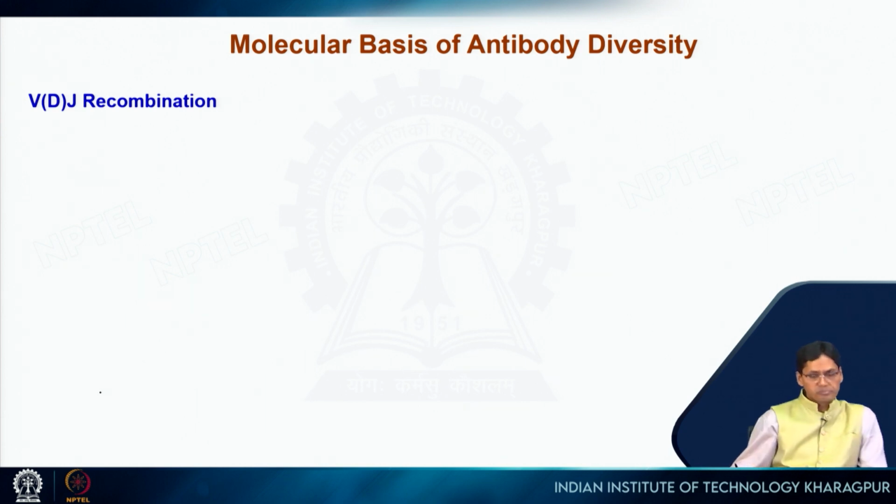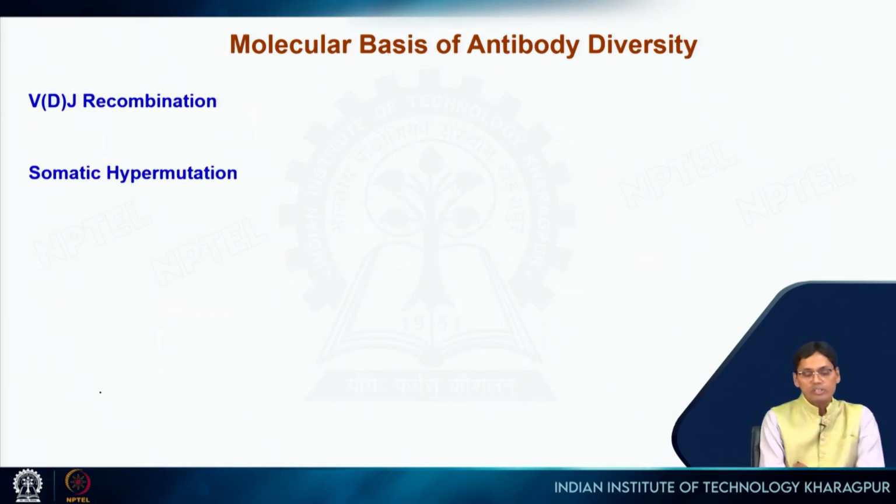Now, in addition to this VDJ recombination that I mentioned, we have something extra as well. That is particularly for antibody, not for TCR. Okay? So what is happening? Besides VDJ recombination, another important thing is happening, that is called somatic hypermutation.